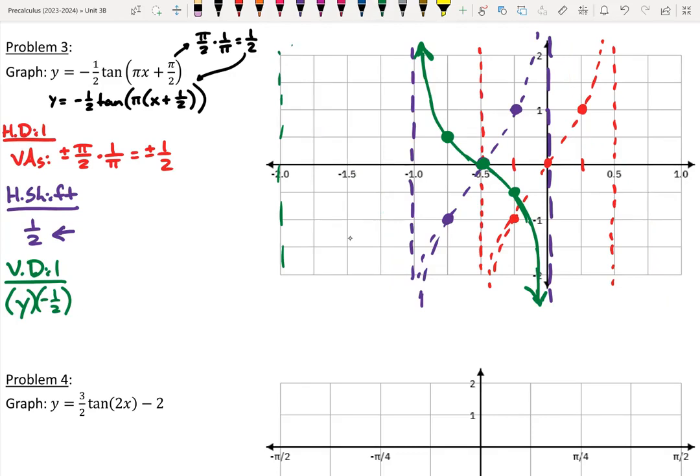We are graphing again just that main period, but we need to remember that this is periodic, so this is not the entire graph. There is going to be more of this on other sides of tangent. This is not the entire graph. This is just the main period.